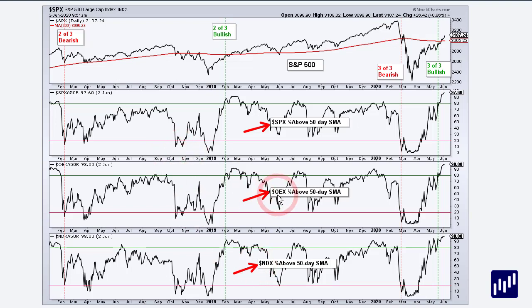Now, the problem here with using these three is there is some overlap. So, of course, every stock in the S&P 100 is also in the S&P 500. So there's definitely overlap there. And 80-some stocks in the NASDAQ 100 are also in the S&P 500, so there's some overlap there.